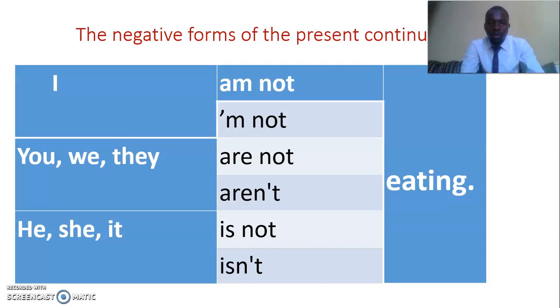Now let's go to the negative form. The negative form is very easy. We just put not after the auxiliary and we maintain the same form. So if we say I am eating in the affirmative form, in the negative form we just put not after am, or after are. So we can say: I am not eating. And from there again the same form, you, we, they. They are not eating. You are not eating. We are not eating. And they are not eating.